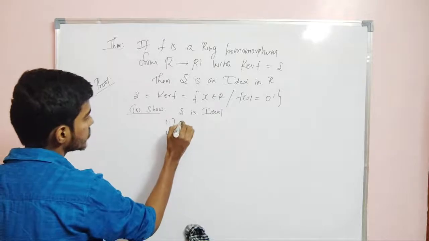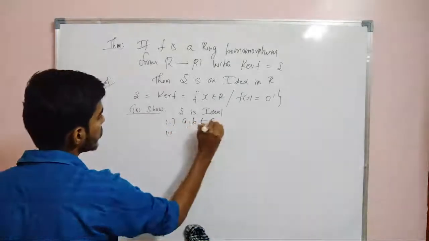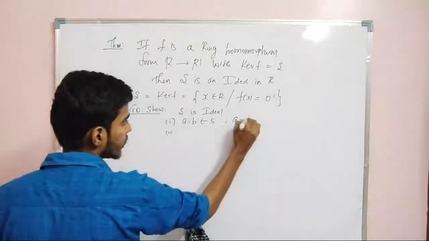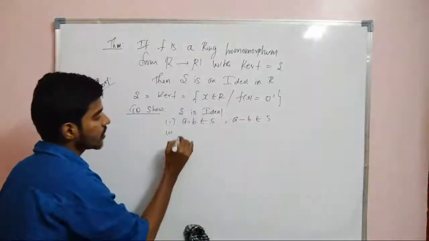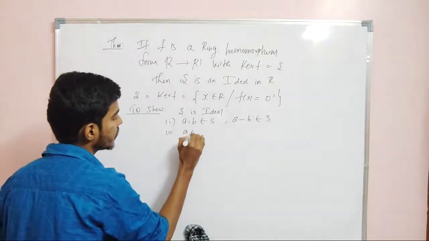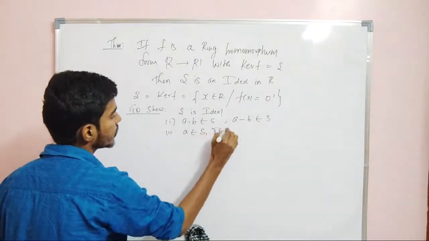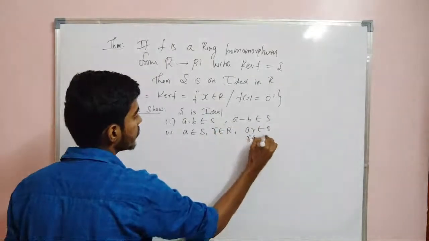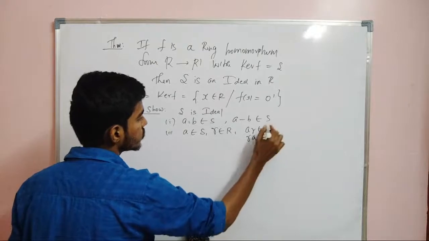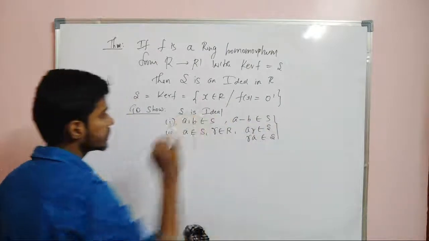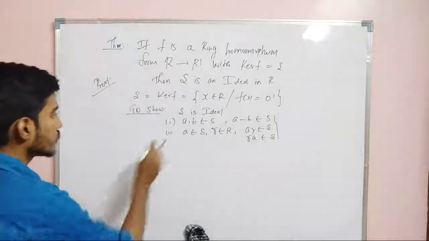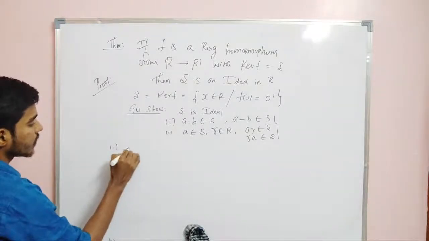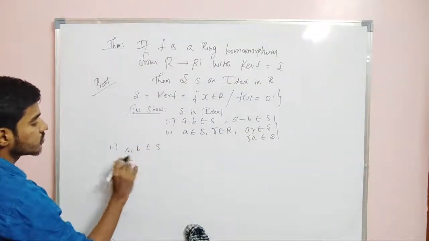The first is the subgroup. Let us take two elements A, B in S. We need to show A minus B also belongs to S, and then you just take an element A in S and R in R. So you need to show AR belongs to S and RA also belongs to S. So if we prove these three conditions, then this S will be an ideal. So we will prove the first condition. Let us take A, B belongs to S.